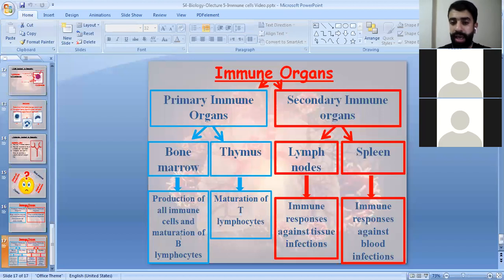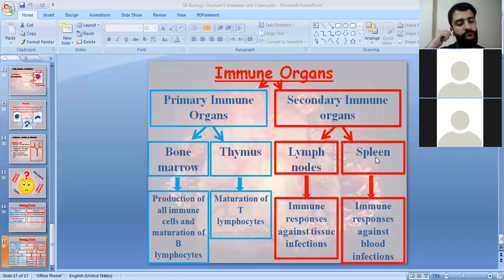Secondary immune organs: we have the lymph node and the spleen. Lymph node is the site where the immune responses will occur against tissue infection. Whenever we have an infection at the level of the tissue, the lymph node is the site where the war will occur between the immune cells and the non-self. While the spleen is the immune response against blood infection. So whenever we have infection at the level of the blood, the site of the response is going to be the spleen.